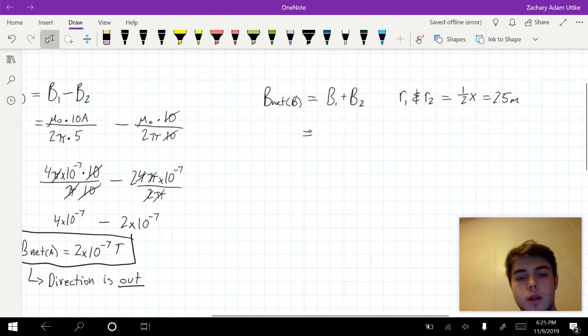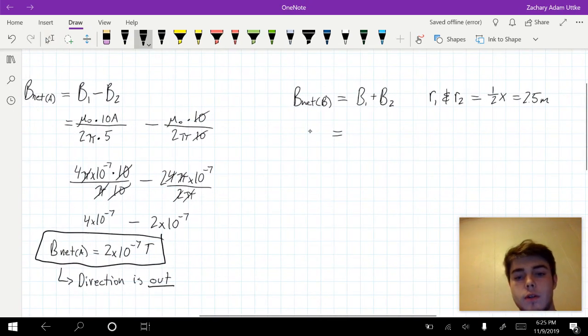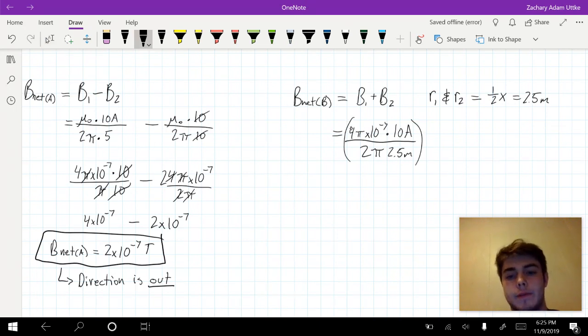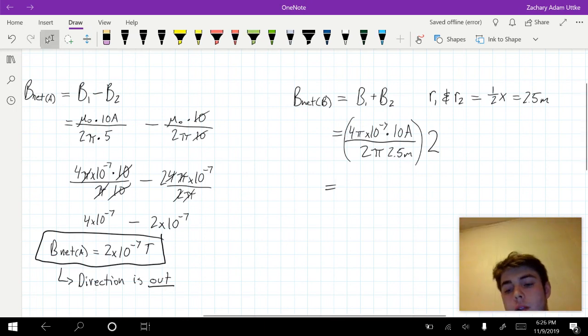Okay, so let's start to solve this. We're going to use our same equation, 4 pi times 10 to the negative 7th times the current, 10 amps, divided by 2 pi r. So that's 2.5. And because they're the same distance away and the current is the same, B1 and B2 are going to be the same value. So let's just multiply by 2 instead of adding them together.